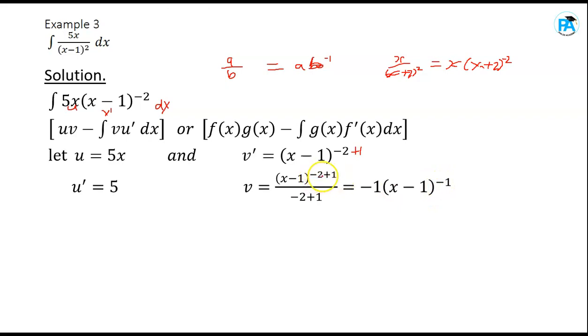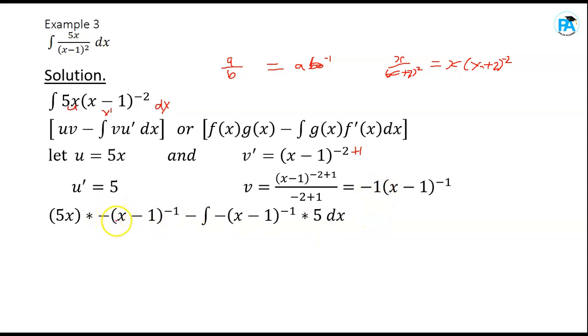Negative 1. You get it? Negative 2 plus 1 is negative 1. So this is your v. So we are going to substitute it into the formula. So the formula says uv, isn't it? So what are u? Our u is 5x. What are v? Our v says negative 1.